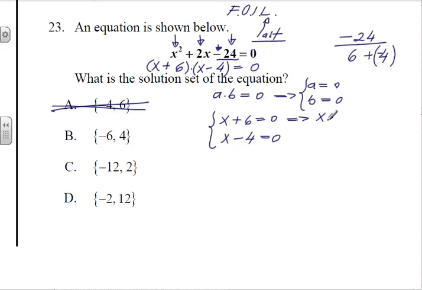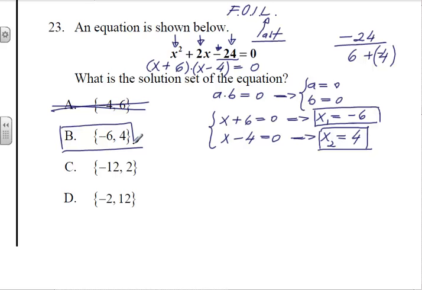From the first one, if you take away 6 from both sides, you find your first solution, x1, as being negative 6. Because what number plus 6 gives you 0? Well, negative 6. And from the second one, you add 4 to both sides, and you'll have the second root, which is x equals 4, right? Because 4 minus 4 gives you 0. And now going back to the sets of solutions, you see one solution is negative 6 and one is 4. And the right answer here will be B. Okay? That's one way to solve it.